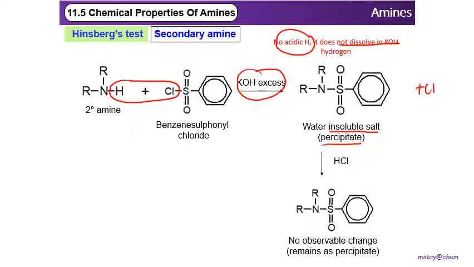So we will get the water insoluble salt. Then, like just now we said, after reacting with the KOH, the precipitate will react with the HCl. Again, there is no K plus in the precipitate here, so no reaction will happen. We will see no observable changes, or we can also write down that the precipitate remains unchanged.